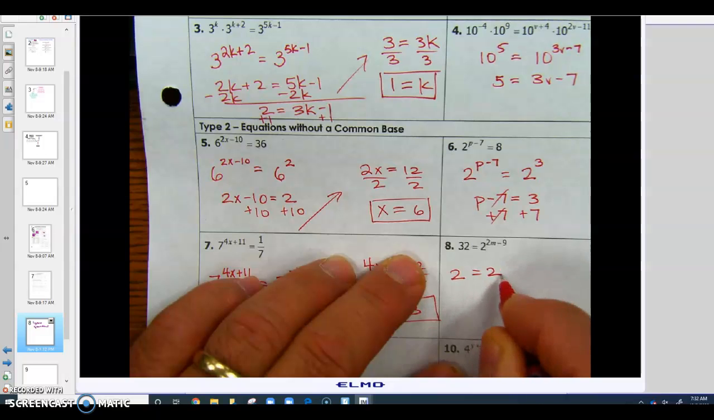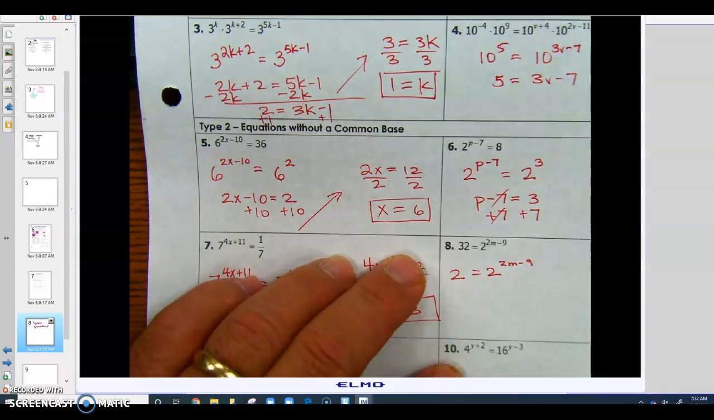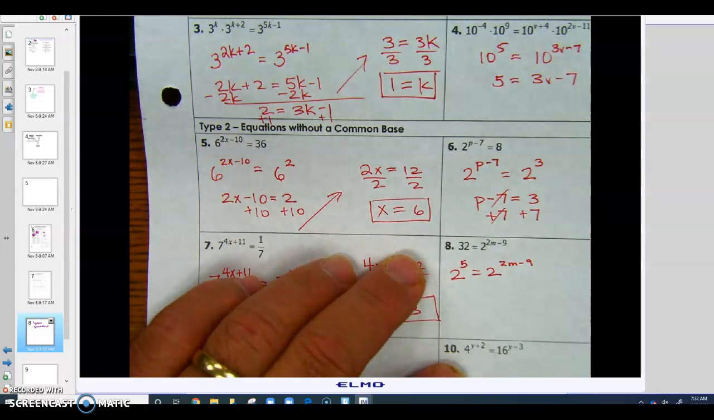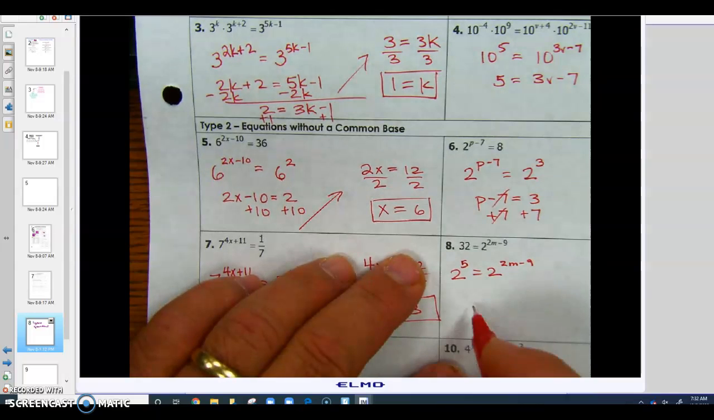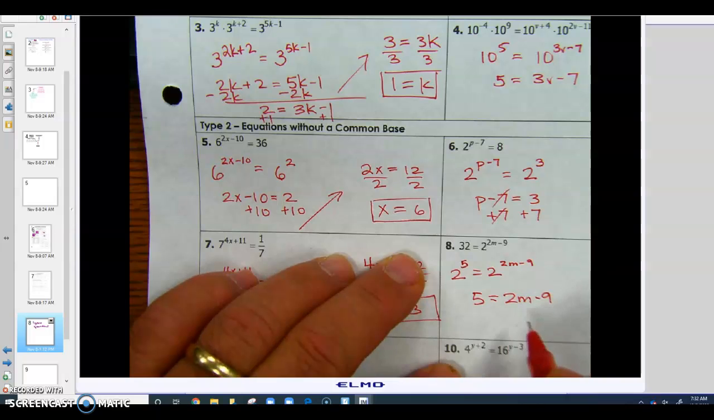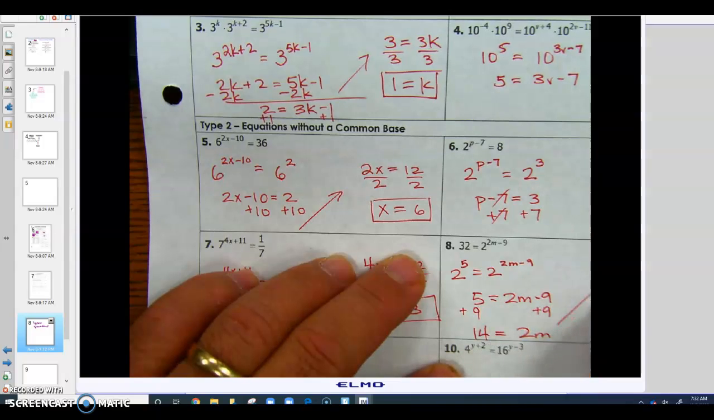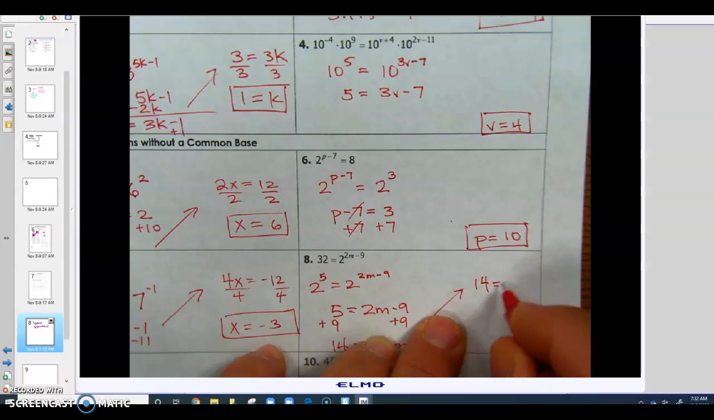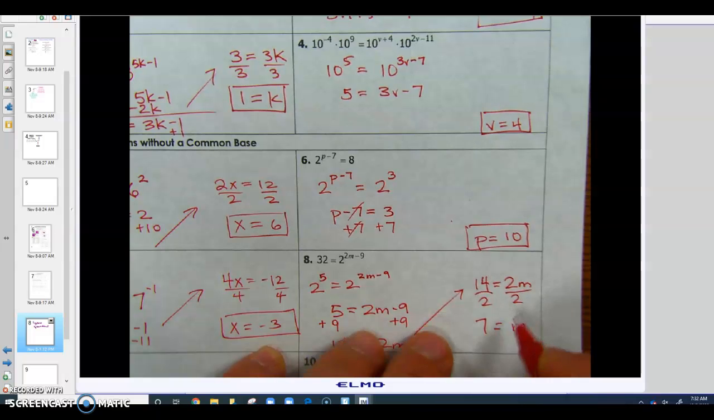2 to the what power equals 32? 2 to the 4th is 16, so 2 to the 5th is 32. Okay? So 5 equals 2m minus 9 because I dropped the base. All right, add 9 to both sides. 14 equals 2m. Divide both sides by 2. M equals 7.